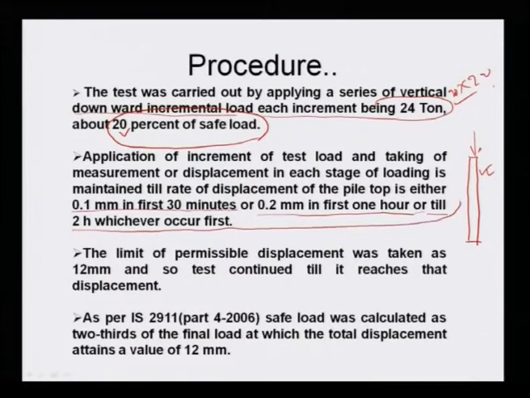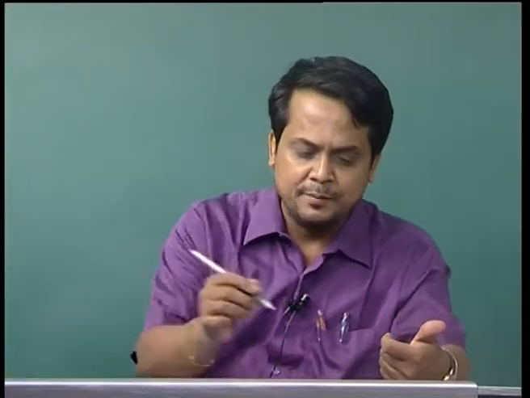Which occurs first? Look at the sentence, which comes first. That means how do you stop, from where you can decide the next increment of load can be applied. So you can decide based on that. First one is 0.1 mm in first 30 minutes. Are you achieving that in the first 30 minutes?